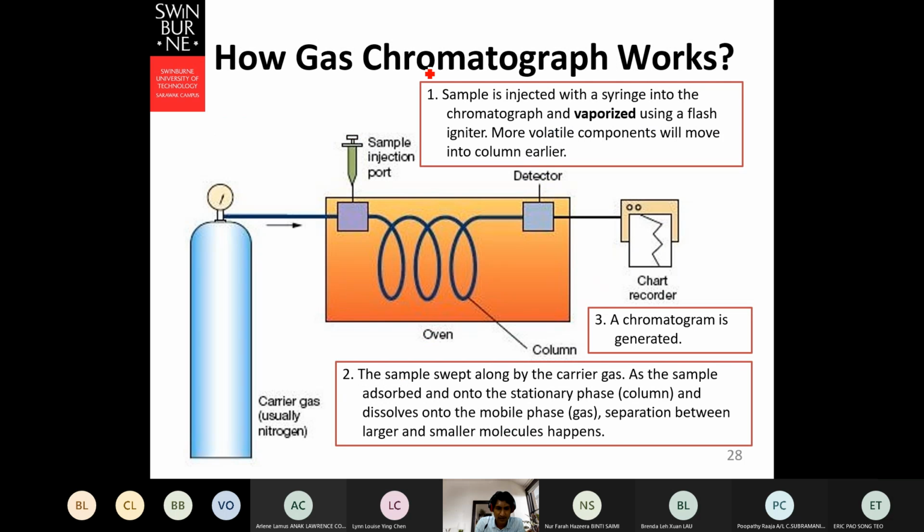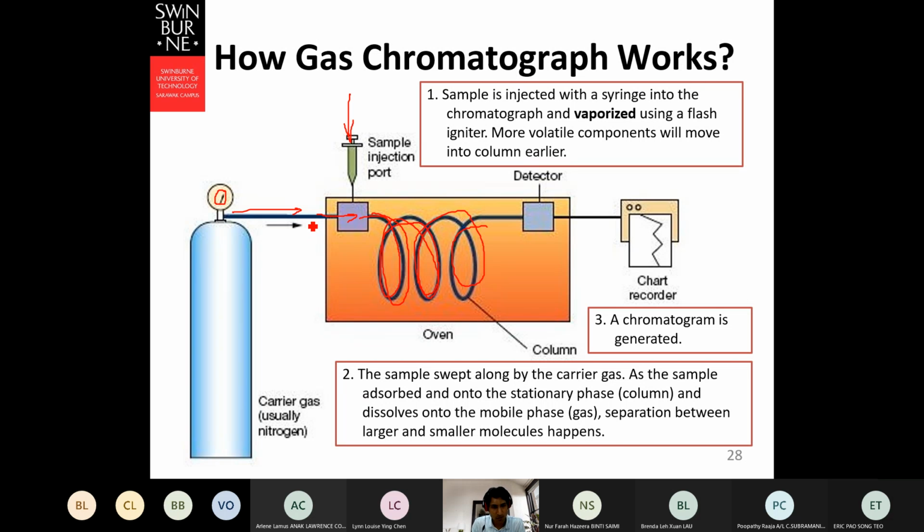All right. So the principle here: this is a column. This column is coiled and is a very long column. The sample is injected here, and after that I open the gas. I allow the gas to flow. So what will happen? The gas will force this sample to go through this column. This column can be polar or non-polar, depending on what you want to analyze.